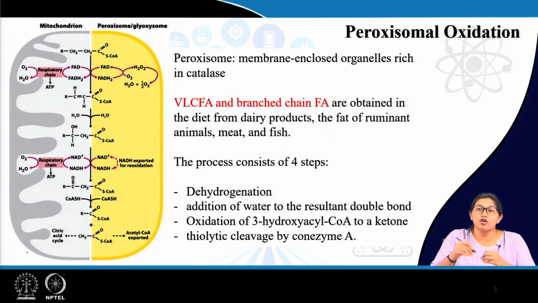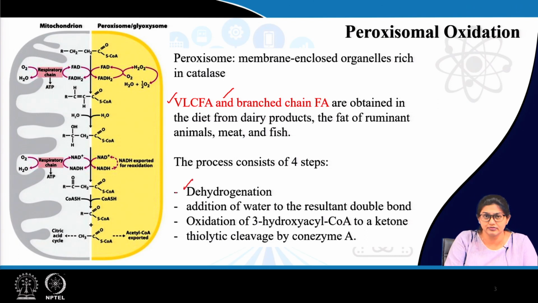Now, in peroxisomal oxidation, the target fatty acids are mostly either very long chain fatty acids or branch chain fatty acids, and those fatty acids are mostly obtained from dairy products, fats of ruminant animals, meat, fish. These are the origin of very long chain or branch chain fatty acids. Now, peroxisomal oxidation is more or less similar to the beta oxidation which occurs in mitochondria, and it also consists of the same 4 steps: dehydrogenation, then hydration or addition of water, then oxidation and then thiolytic cleavage. Then where is the difference?